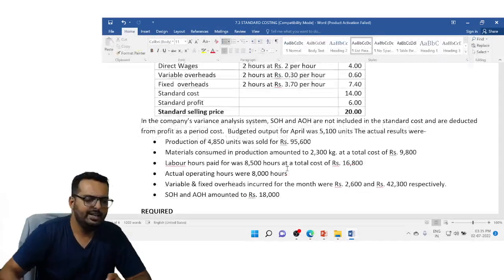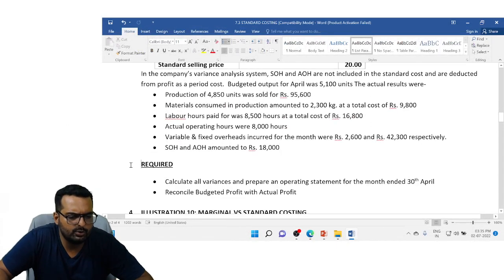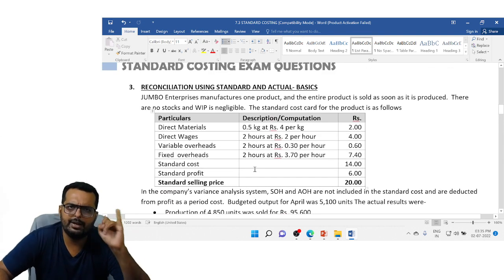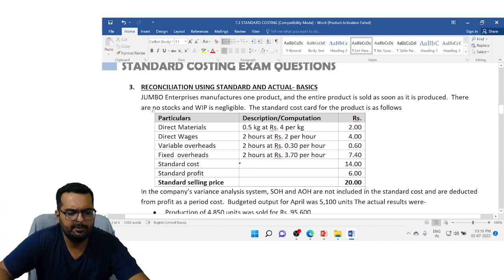Perfect. In this question, if you read through it, they are asking you to calculate all the variances. So you have to do sales, material, labor, variable overhead and fixed overhead. Are you understanding my point? So friends, I'll just give you a table over here. We'll write down working note number one.